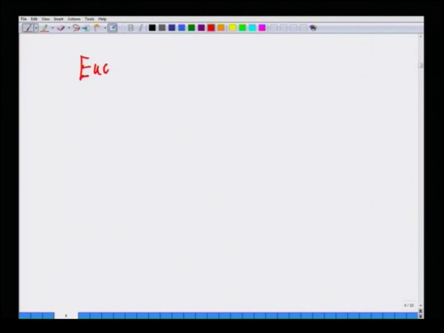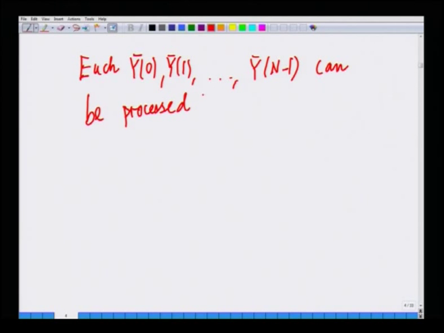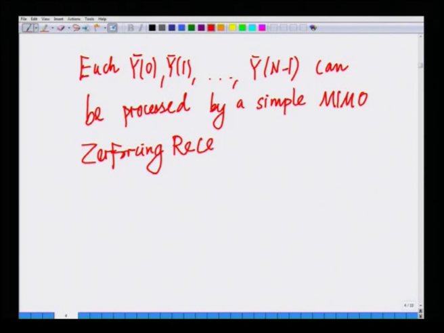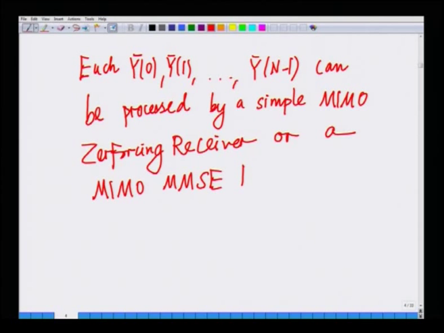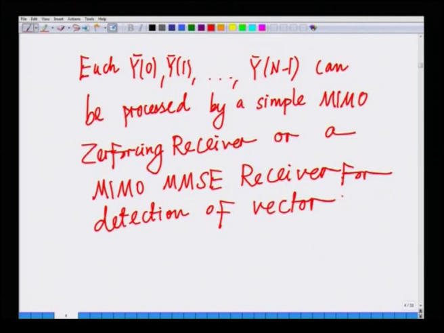Each y bar 0, y bar 1, and so on up till y bar n minus 1, can be processed by a simple MIMO zero forcing receiver or a MIMO MMSE receiver for detection of the symbol vectors.